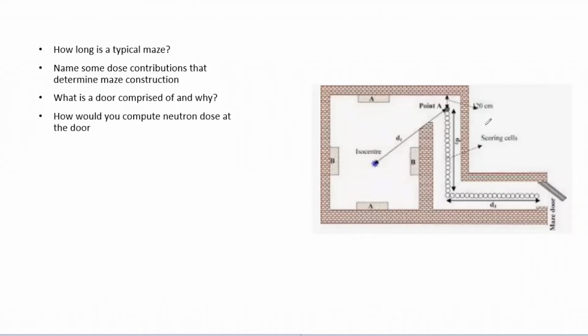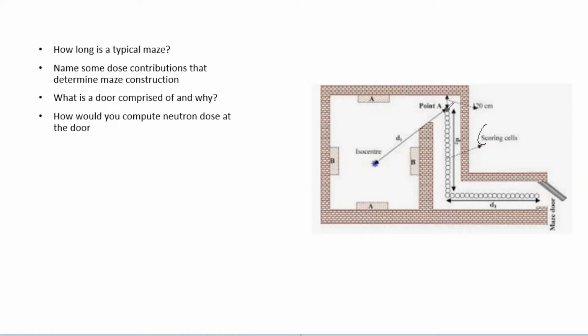So as you can tell, the shielding aspect of ABR Part 3 is very important. It's something that medical physicists must know how to do, and it's something that is often questioned in Part 3. So we have covered this extensively, but to further our discussion, how long is a typical linear accelerator maze? Name some dose contributions that determine maze construction. What is a door comprised of and why? And how would you compute neutron dose at the door?